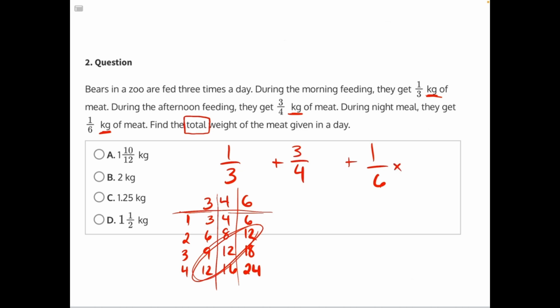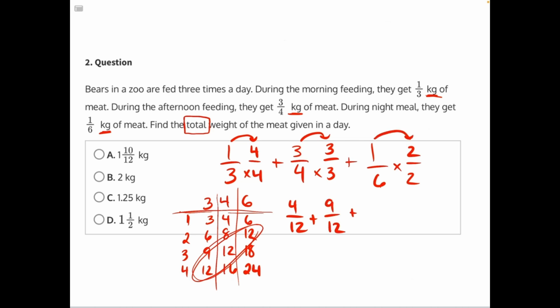6 times 2 gave us 12, so we need to multiply that fraction by a whole fraction of 2 over 2. 4 times 3 gave us 12, so we need to multiply this fraction by a whole fraction of 3 over 3. And 3 times 4 would give us 12, so we need to multiply this fraction by a whole fraction of 4 over 4. When we do that, we will get 1 times 4 is 4 over 12. 3 times 3 is 9 over 12, and 1 times 2 is 2 over 12.